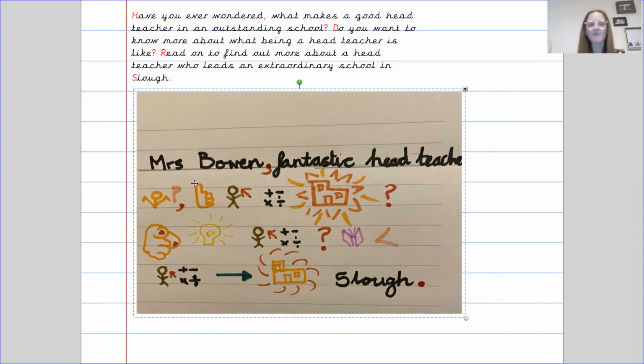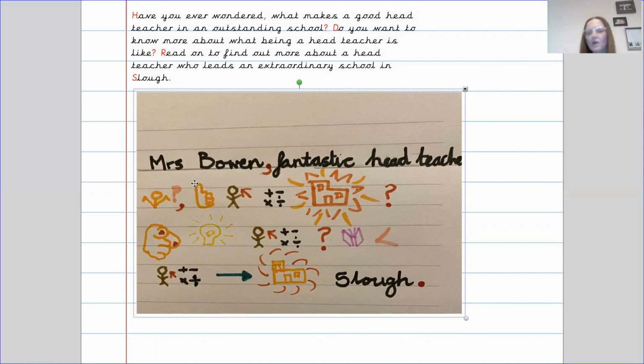Then I've said, have you ever wondered what makes a good head teacher? And for teacher I've got someone pointing at the head, and the little symbols at an outstanding school. And there's a question mark. Do you want to know more about being a head teacher? What being a head teacher is like? Question mark. Read on to find out more, because I've got the more than this then, about a head teacher who leads an extraordinary school in Slough.